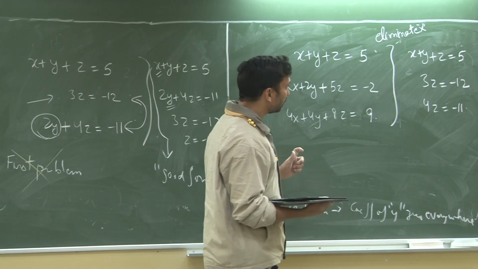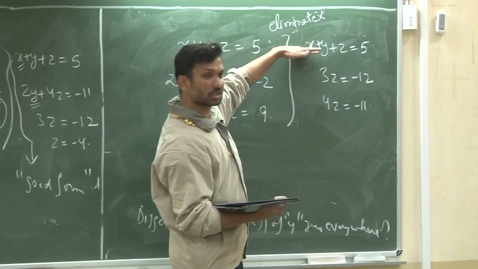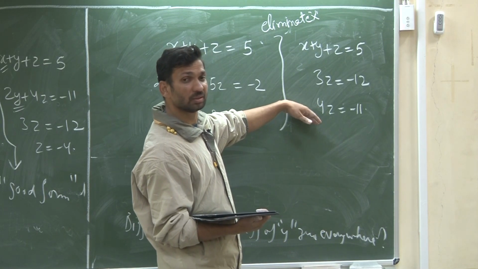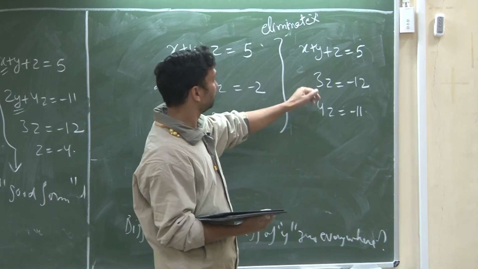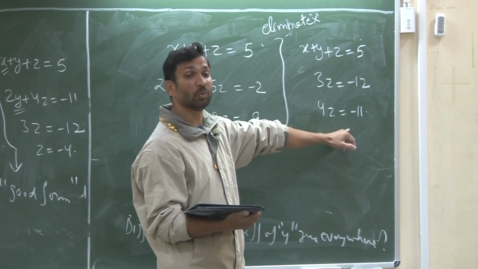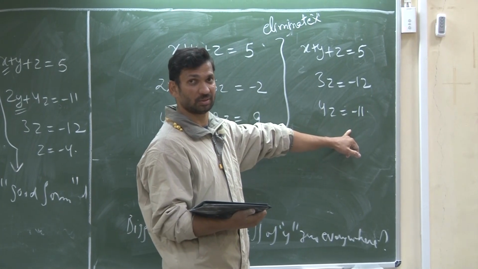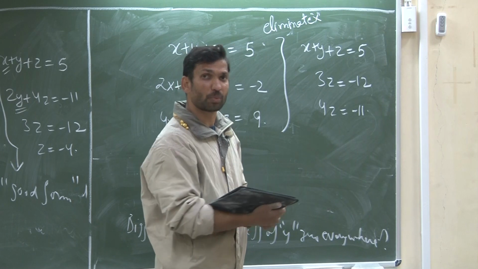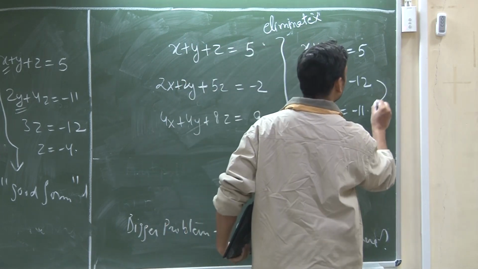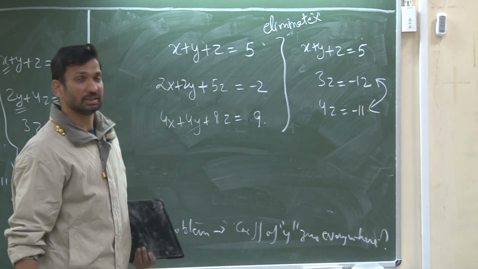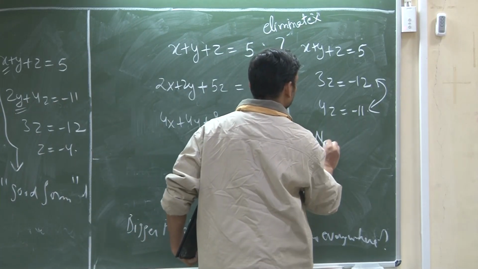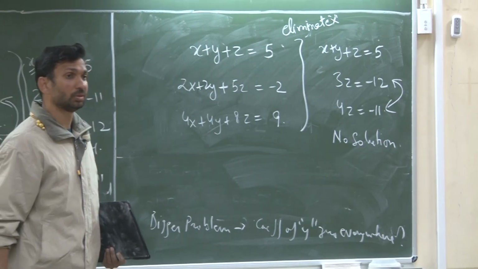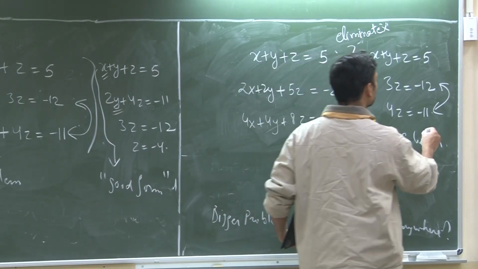Though there is a small thing here: if you ignore this equation and look at these two equations, it tells us that we have no solution. If 3z is equal to minus 12, then 4z should be equal to minus 16. So we can forget about y. We can say that there is no solution possible just because of E2 and E3. No solution.